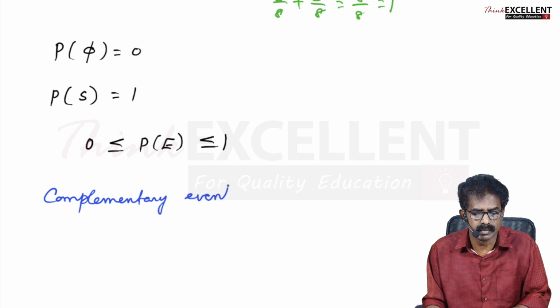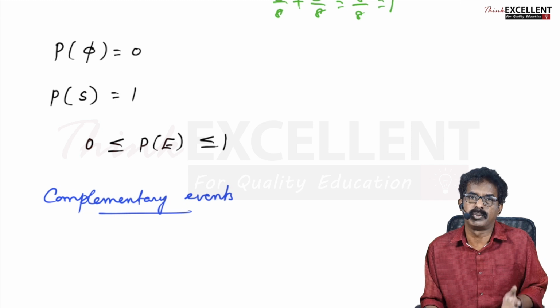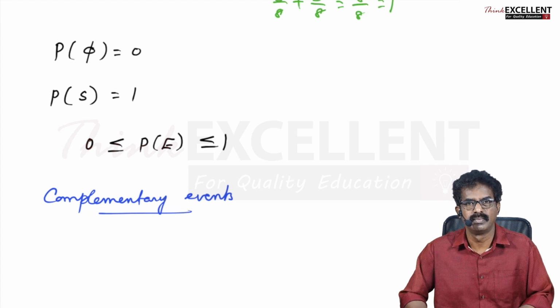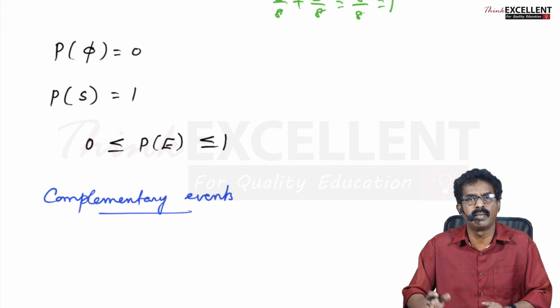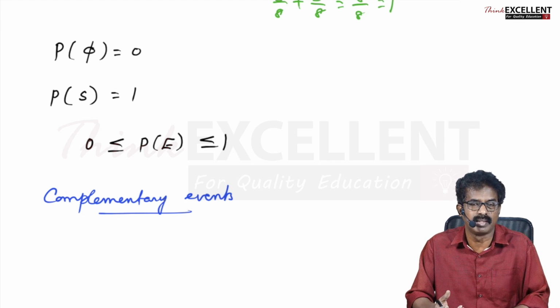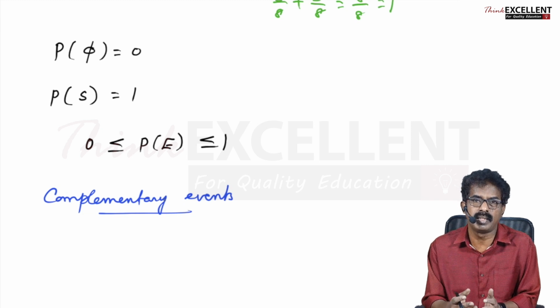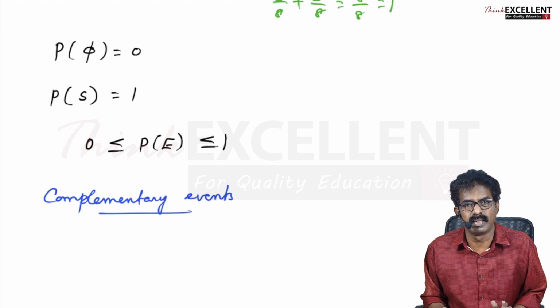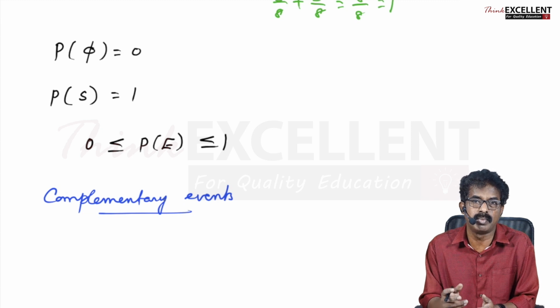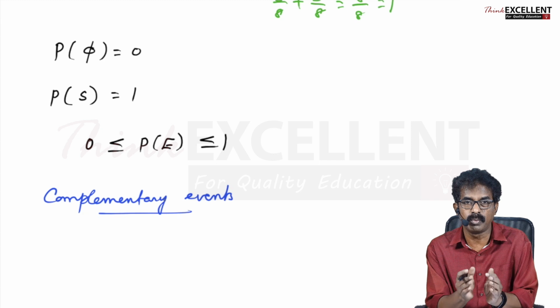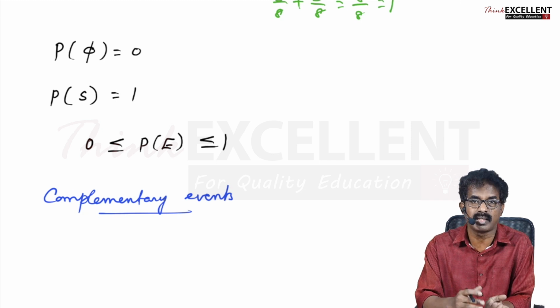Complementary events. What is complementary? Just opposite. Suppose the event is solving a problem. What is the complementary? Not solving a problem. That is a complementary event. Getting an odd number is an event. What is its complementary? Not getting an odd number. Getting a white ball is an event. What is the complementary? Not getting a white ball.